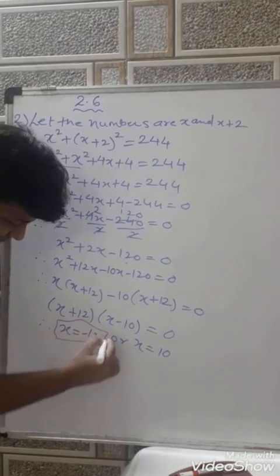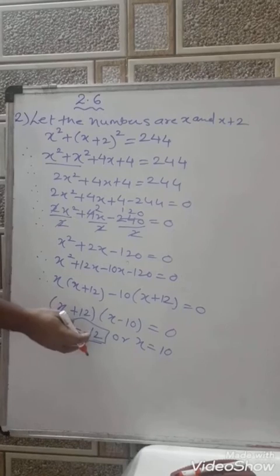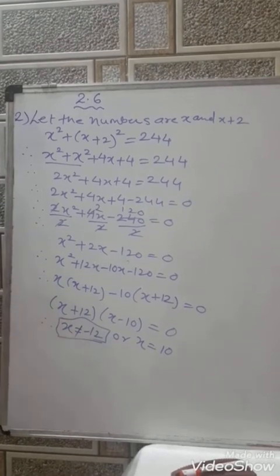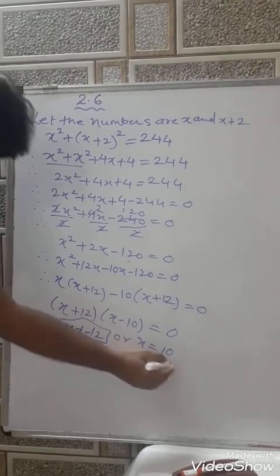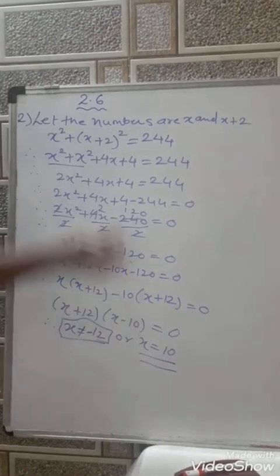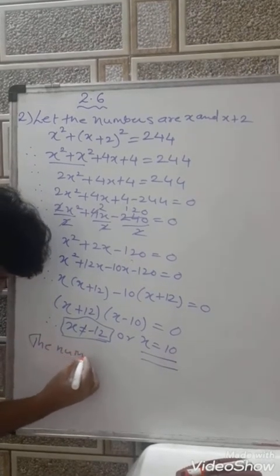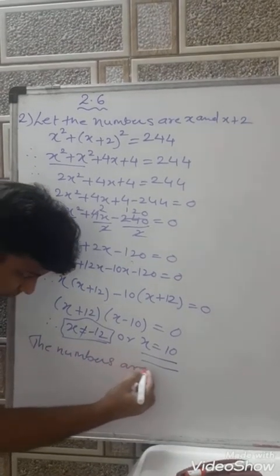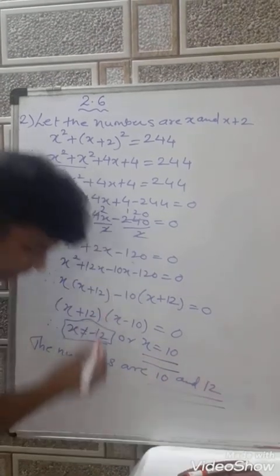We know a natural number is never negative. So minus 12 is not an answer. So x equals 10. That is your final answer. It means the numbers are 10 and 12.